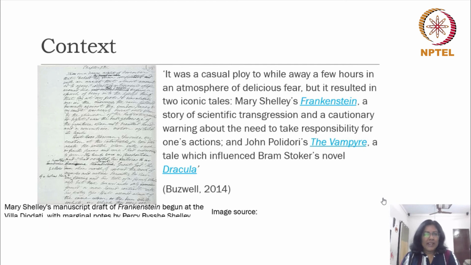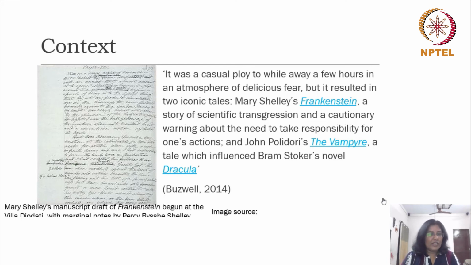Now, we realize that this casual ploy, the game of writing Gothic short stories, resulted in two very significant texts. One is Mary Shelley's Frankenstein. The other is Polidori's The Vampire, a tale which influenced Bram Stoker's novel Dracula. Frankenstein is a story of a man's transgression, and it's a cautionary tale about the dangers of science, as well as a cautionary tale which asks an individual to take responsibility for his or her actions. So it's a very interesting tale with multiple purposes embedded in it.